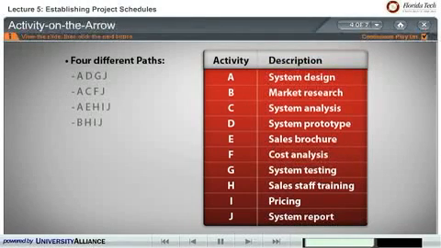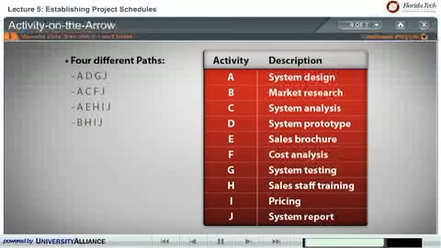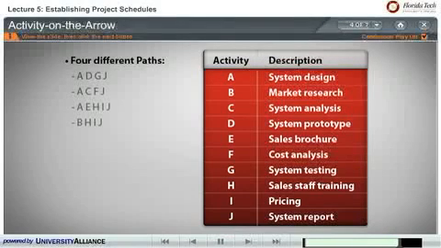So with each of those 4 different paths, that means that one of the paths that must be conducted consists of system design first, then system prototype, which is D, then G, which is system testing, and then J, which is the system report. And the same with the other 3 paths.